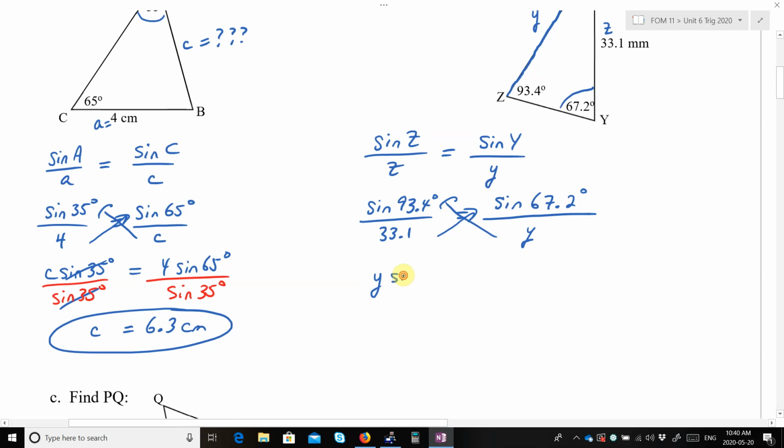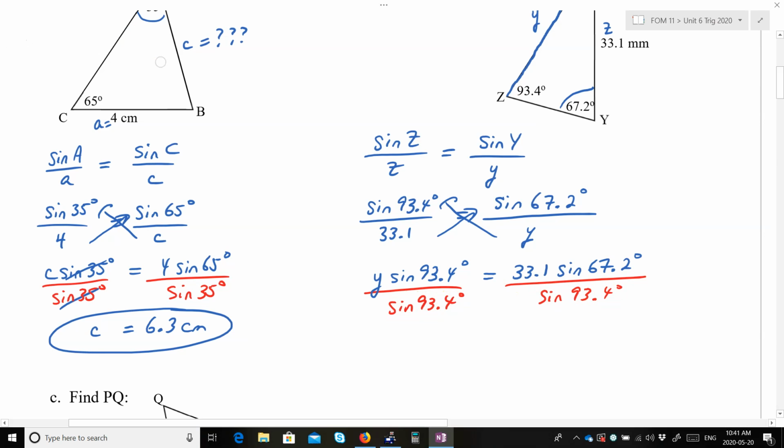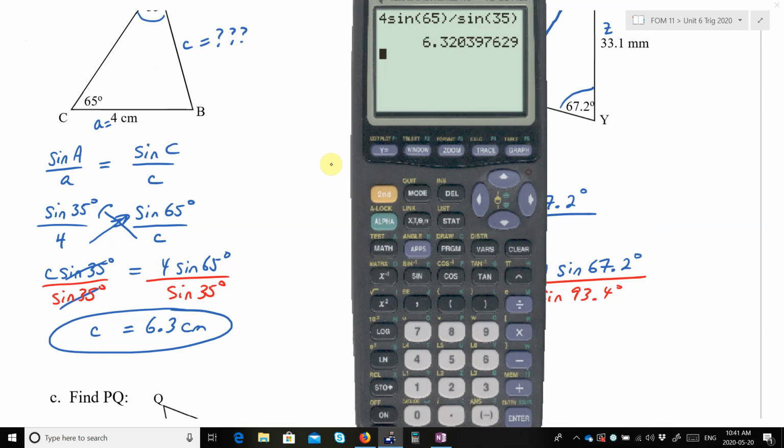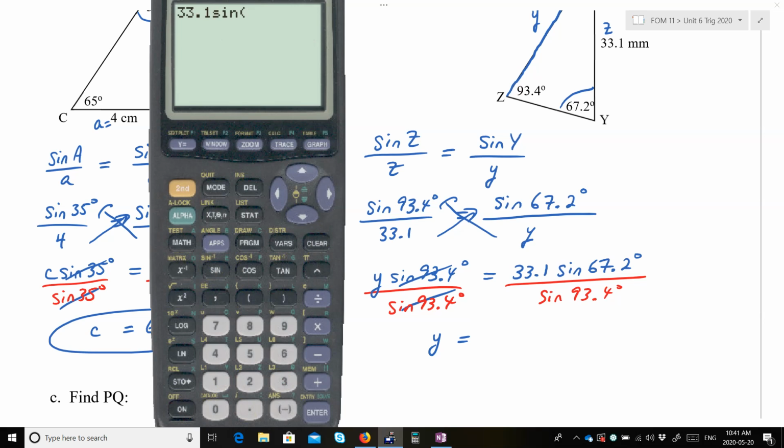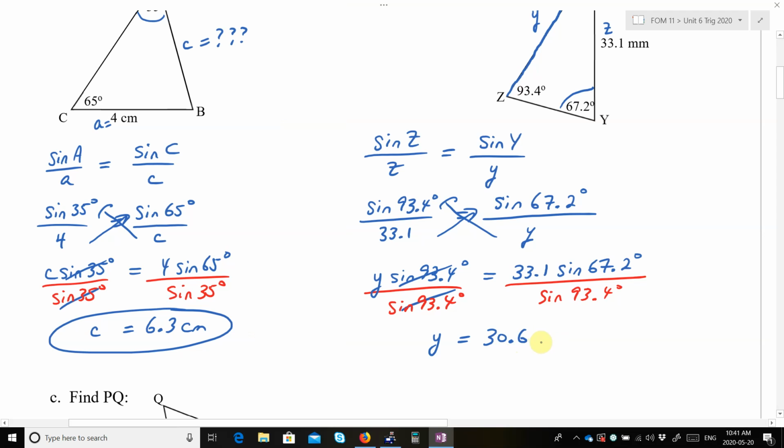Cross multiply. And notice that y is being multiplied by sine 93.4 degrees. So I'm going to divide both sides by sine 93.4 degrees. So y is equal to 33.1 sine 67.2 divided by sine 93.4. Okay, 30.567 and all that. So if we wanted to round to one decimal place, I would look to the number to the right. The 6 is 5 or above, so that would get rounded to 30.6. And that is going to be millimeters.